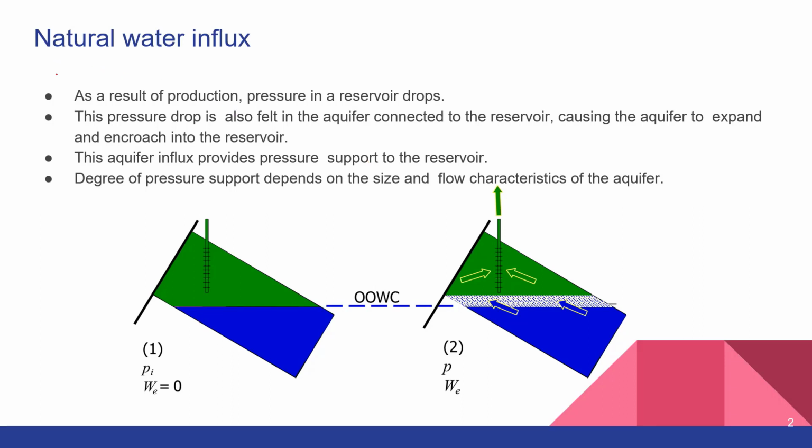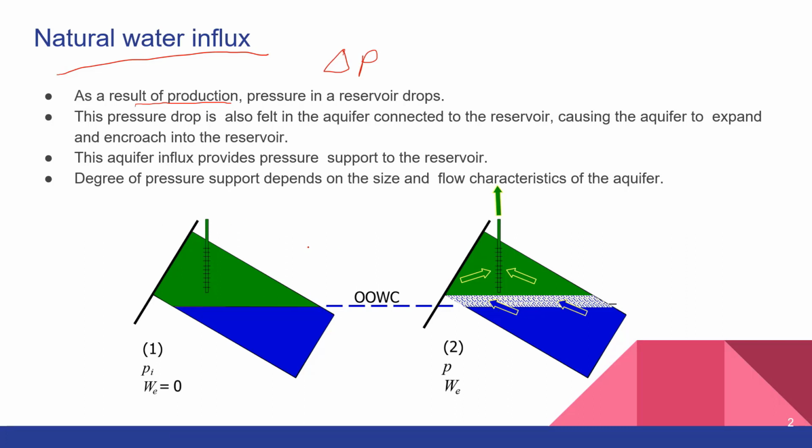We have natural water influx, which is a phenomenon that is a result of oil production. When you produce oil, the pressure in the reservoir will drop. This pressure drop is also felt in the aquifer connected to the reservoir. So this aquifer will expand, or enlarge, meaning it becomes larger, and it starts to invade the reservoir. This aquifer influx will provide pressure to support the reservoir, and the degree of pressure support depends on the size and the flow characteristics of our aquifer.